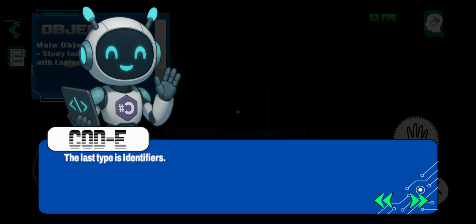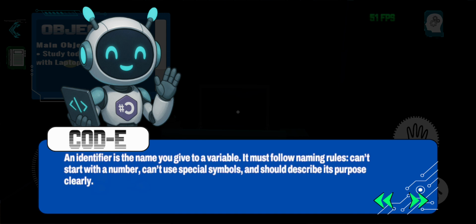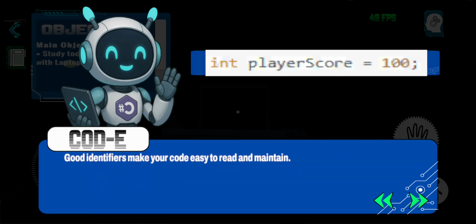The last type is identifiers. An identifier is the name you give to a variable. It must follow naming rules. It can't start with a number, can't use special symbols, and should describe its purpose clearly. Good identifiers make your code easy to read and maintain.